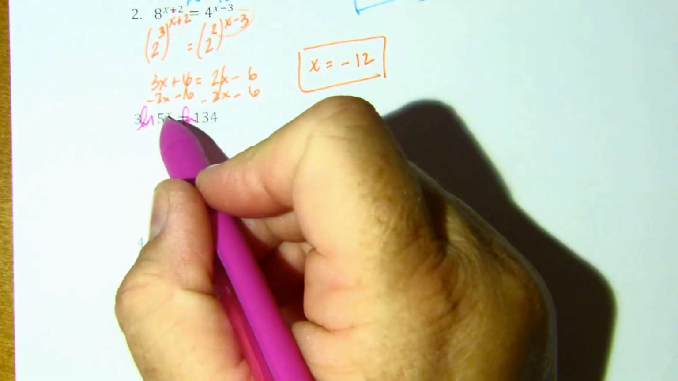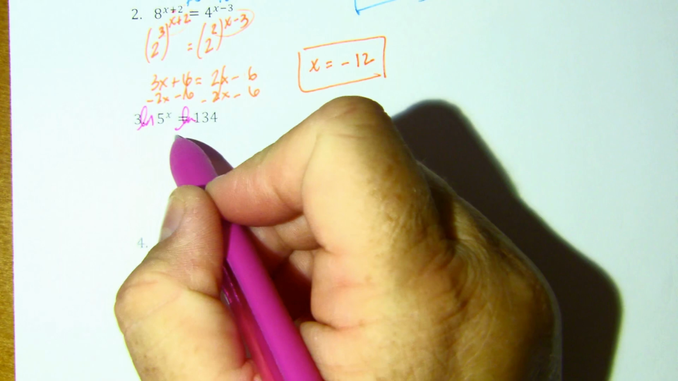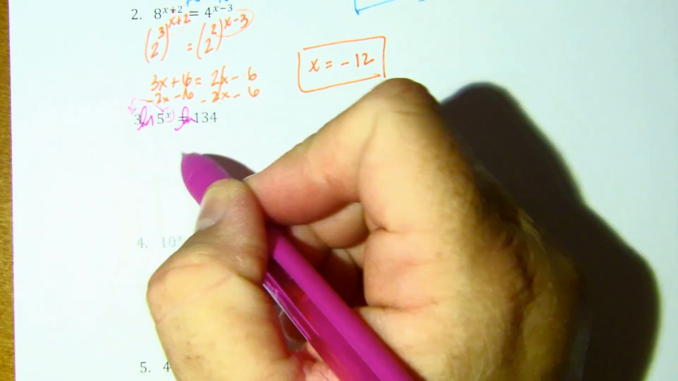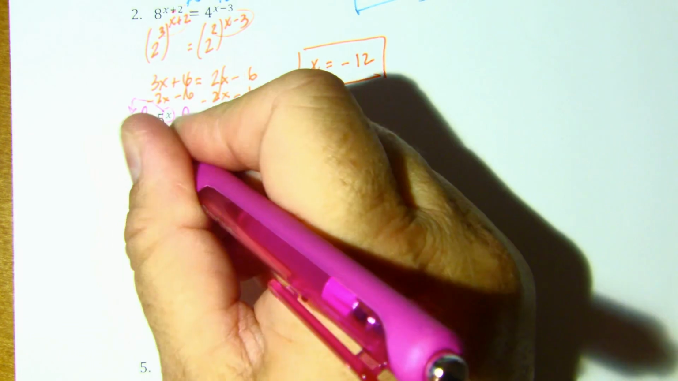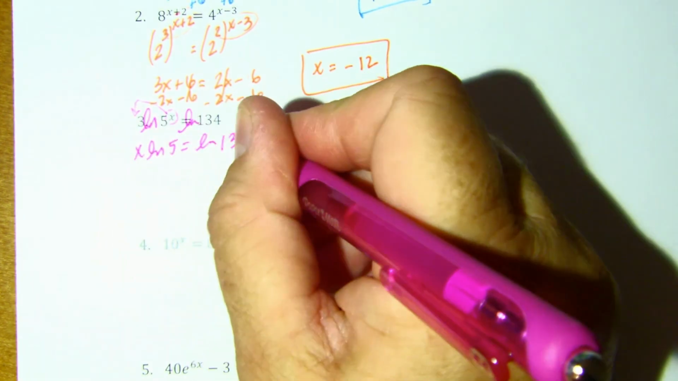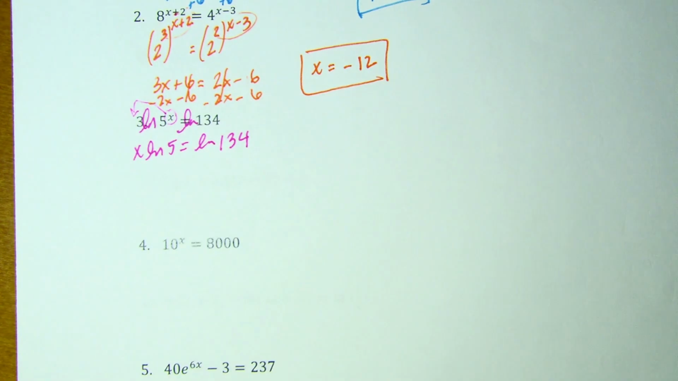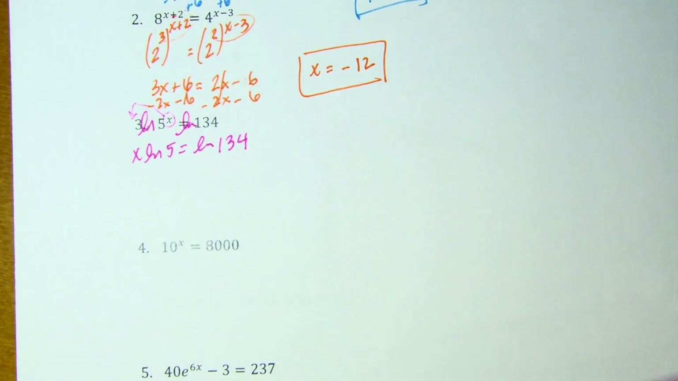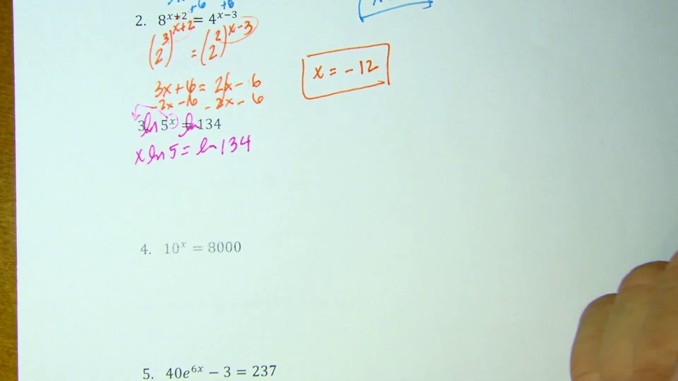And now I can use that power rule. So I have the natural log of 5 to the power of x, and I can bring that exponent out front. So I have x natural log of 5 equals the natural log of 134. And remember, our goal here is to solve for x. That's what we mean by solving an equation. So when I have x equals 12, I solved for x. So I want to get x by itself.